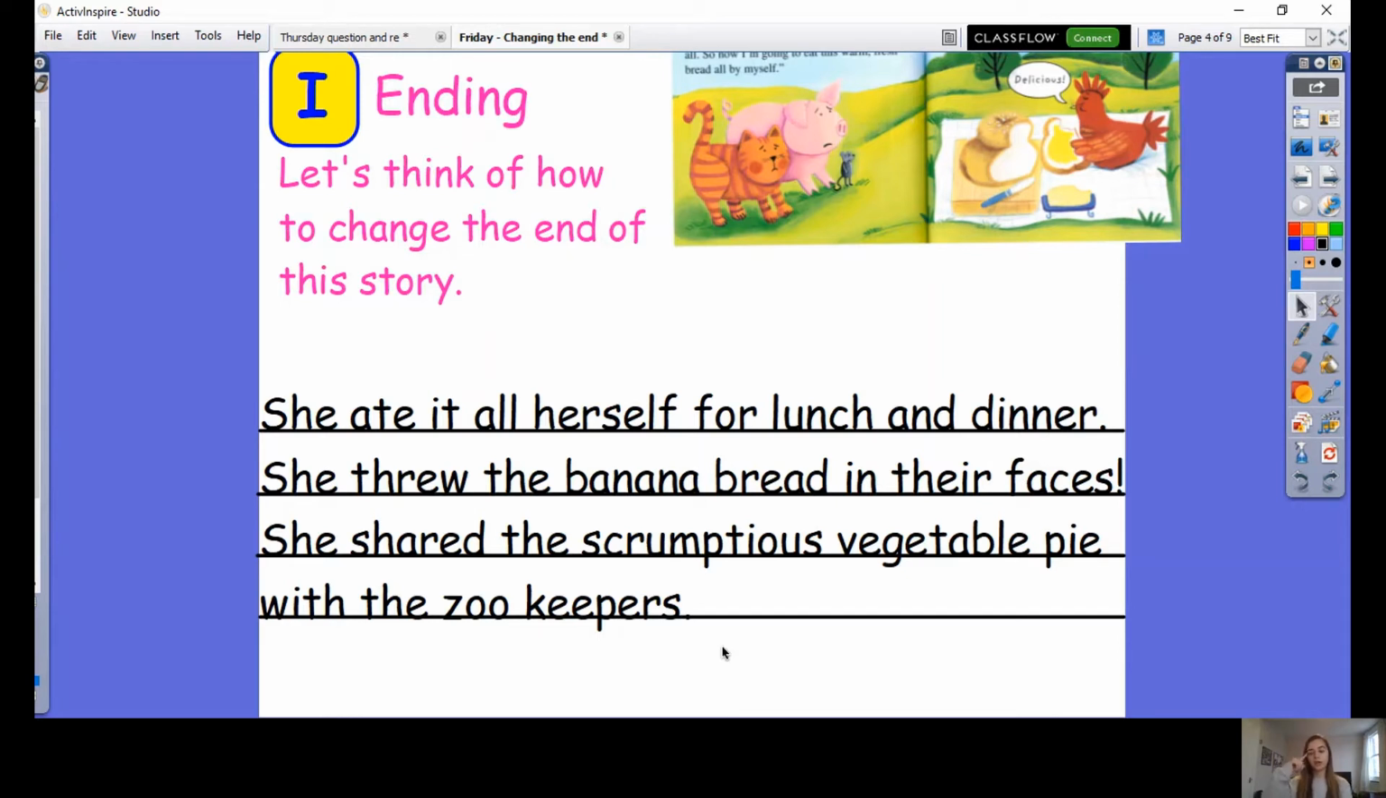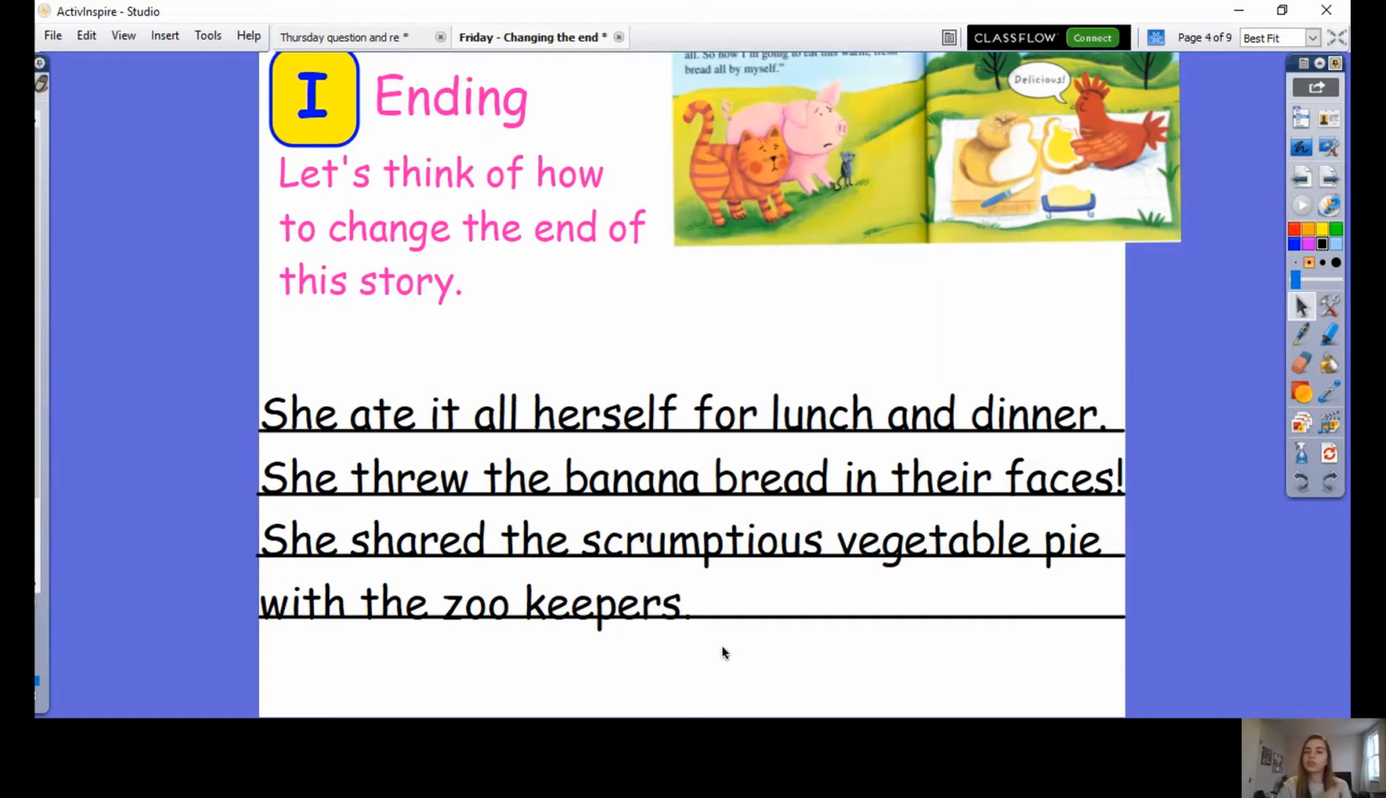So you need to think about what food you have and where it is set, because depending on where it's set, that decides what you could do. You can't write that you're going to share it with the zookeepers if you have set it in a garden, and you are not going to throw banana bread if you have written about a vegetable pie. So you've got to think about everything you have written so far.